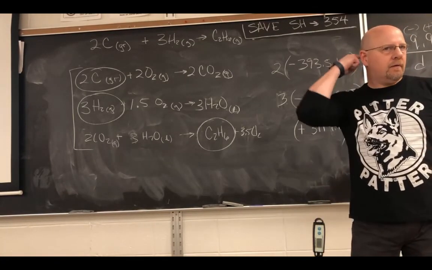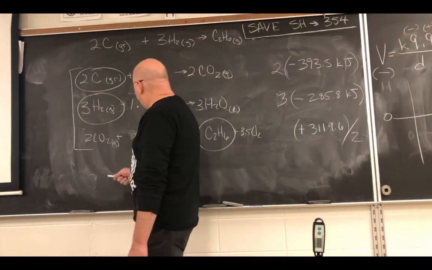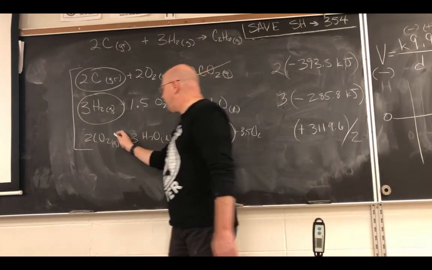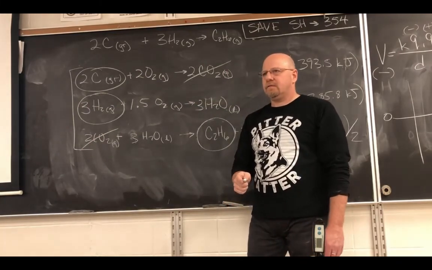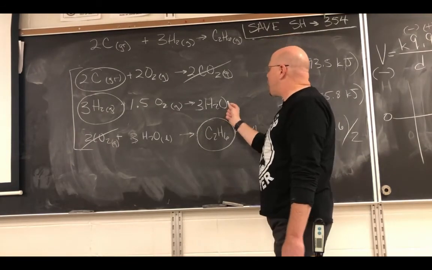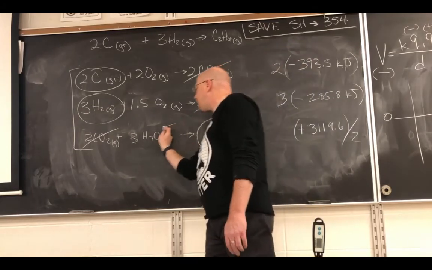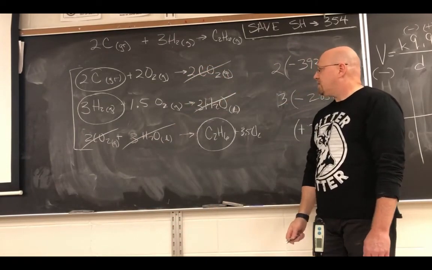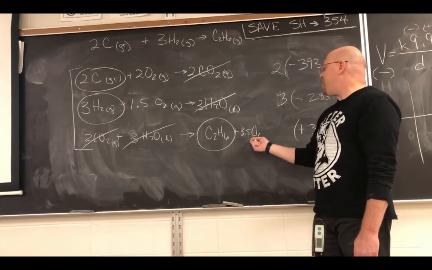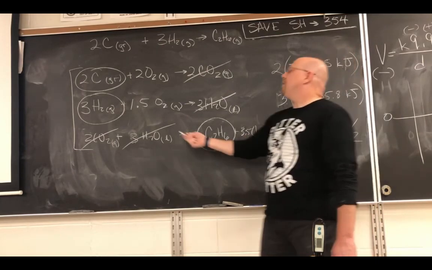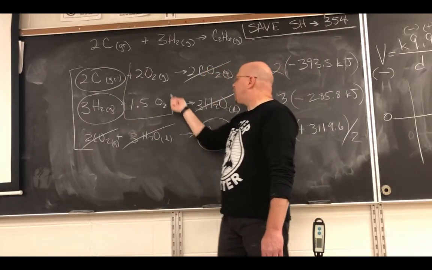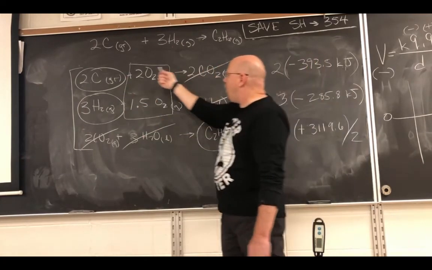disappear. Two CO2s as products will cancel out with the two CO2s as reactants. Three waters as products will cancel out with the three waters as reactants. We have three and a half oxygens as products. We have two oxygens here, 1.5 oxygens here. So we have a total of 3.5, and 3.5 they go away.